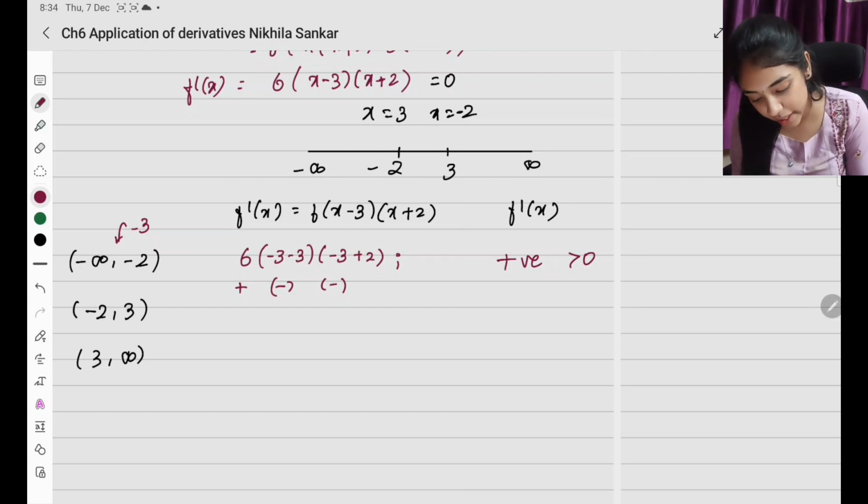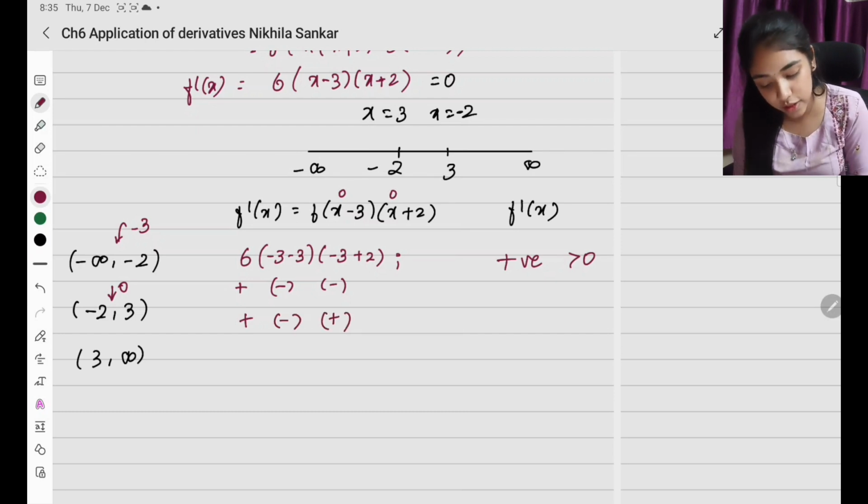Okay, now similarly for minus 2 to 3, I can substitute the value 0, right? So for the 6 I'll have a positive value. Then x minus 3, substituting 0 here, I'll have a negative value. Here, substituting 0, I'll have a positive value. So overall plus, minus, plus, I have a negative value. So this is less than 0.